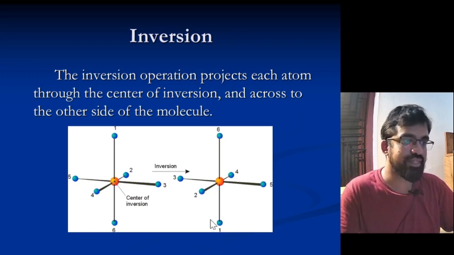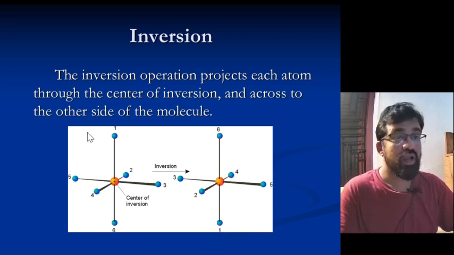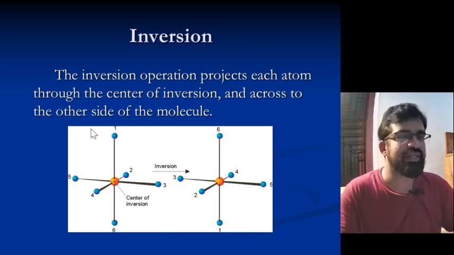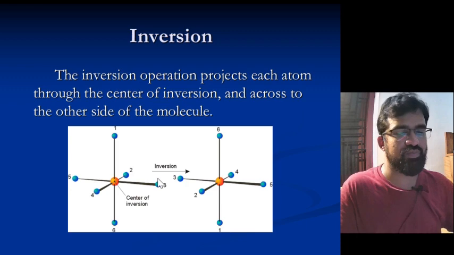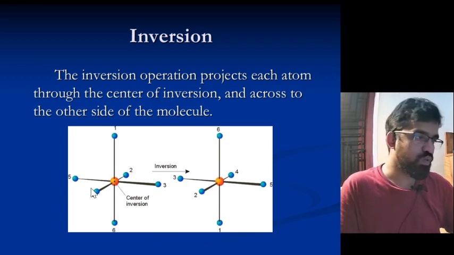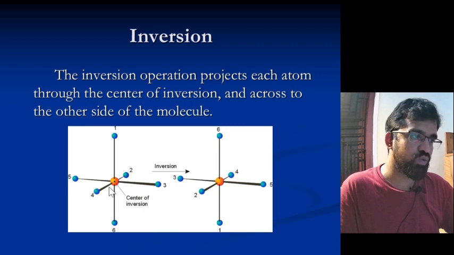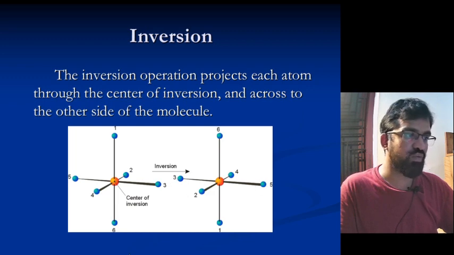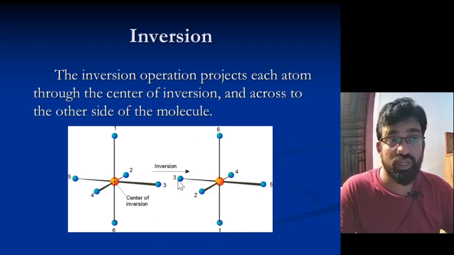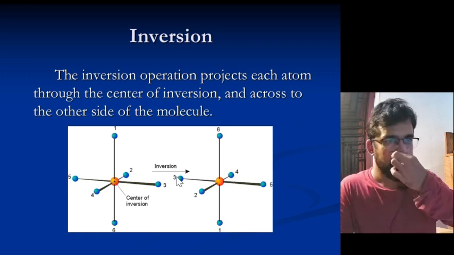So you can say that all the atom positions are changed. You see here, 2 is changed to 4, 3 is changed to 5, and 1 is changed to 6. So this is called inversion.